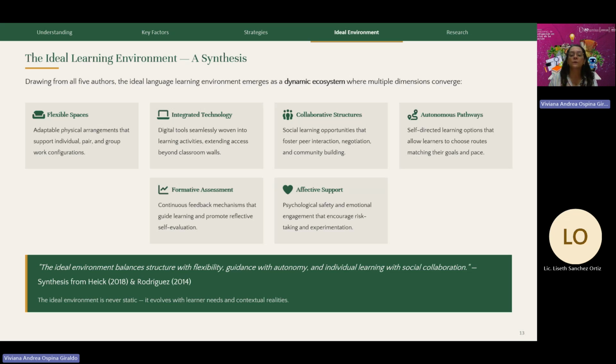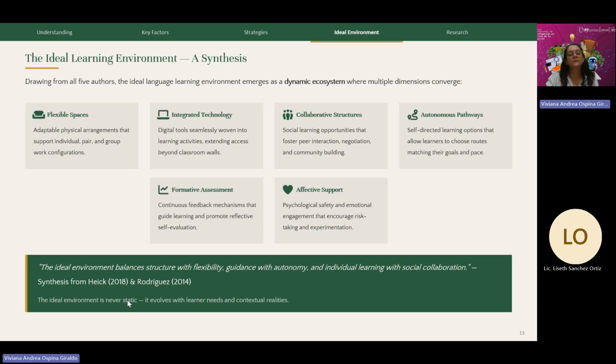We forget the power of feedback. Feedback will promote reflective and self-evaluation. The learner will think about his process, think about what he's doing, and promoting these spaces will help you create these structures that are needed. Affective support and autonomous pathways. When we have self-directed learning, these learners will choose those pathways, those routes that will help them understand in the end what's happening, understand how he can learn, right?